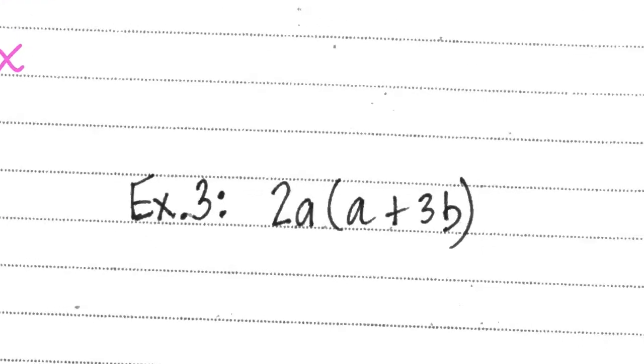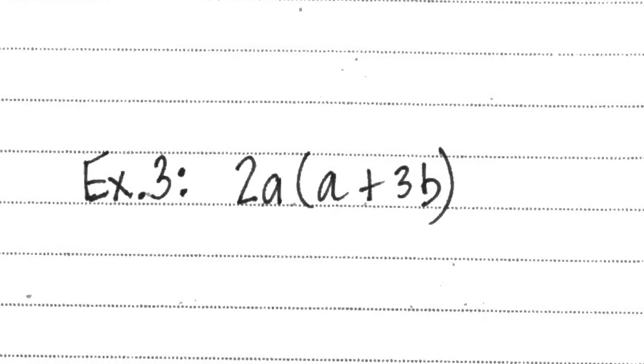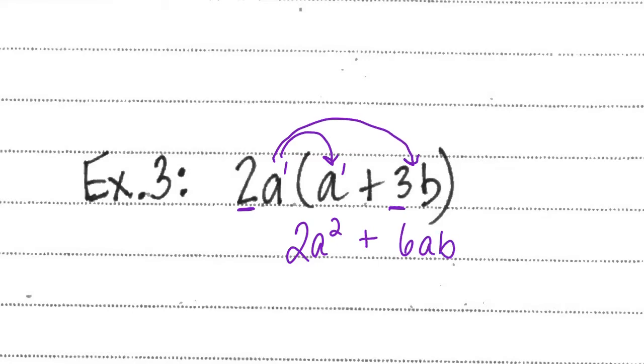All right, let's look at a few harder ones. This is saying 2a times a plus 3b. 2a times a is 2a squared. 1 plus 1 is 2. Plus 2a times 3b, we're going to multiply the numbers to give us 6ab.